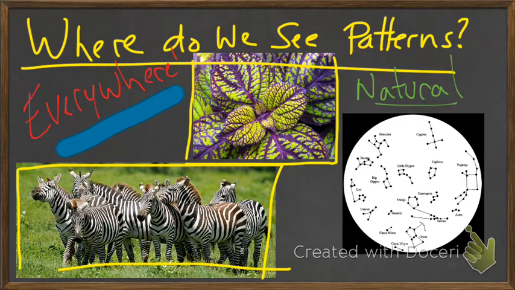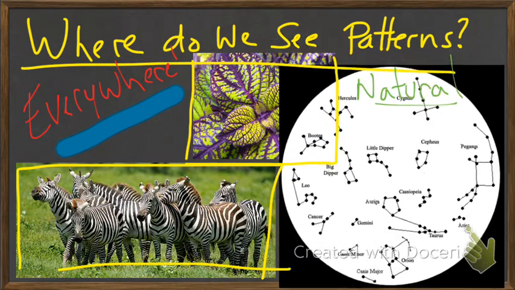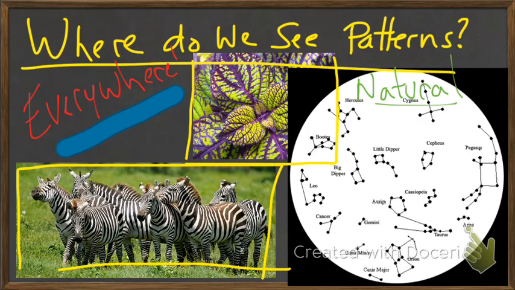We have constellations. Constellations are naturally occurring patterns in the sky. We see them at night. Now, depending on how far north you are, how clear your sky is, you might see more than others. But for the most part, we usually see the Big Dipper and the Little Dipper at night. I know for sure I see the Big Dipper where I am, and I can see it very, very clearly.